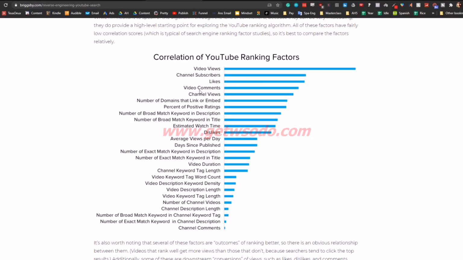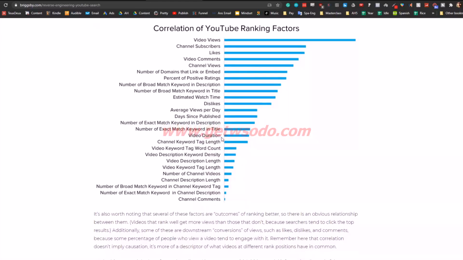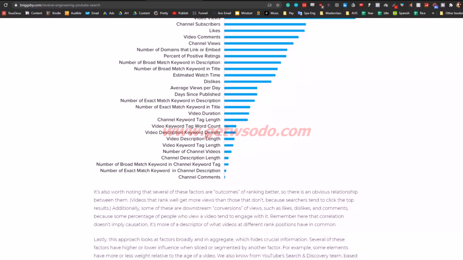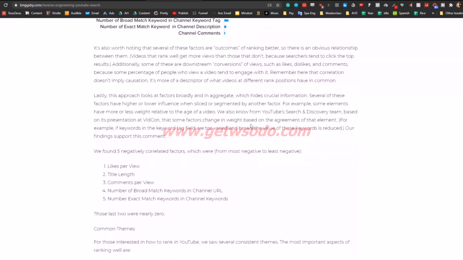Then we have likes, video comments, channel views, so how big your channel is, and the number of domains that link to or embed your video. This is something we haven't talked about in this course, and that's literally other domains linking to your content or embedding your content. Then percent of positive ratings, number of broad match keywords in description, number of broad match keywords in title, estimated watch time, dislikes, average views per day, days since published, number of exact match keywords in description, and we're going to leave it there because the rest are a little bit lower down, like video duration. We're not going to take a look at that.